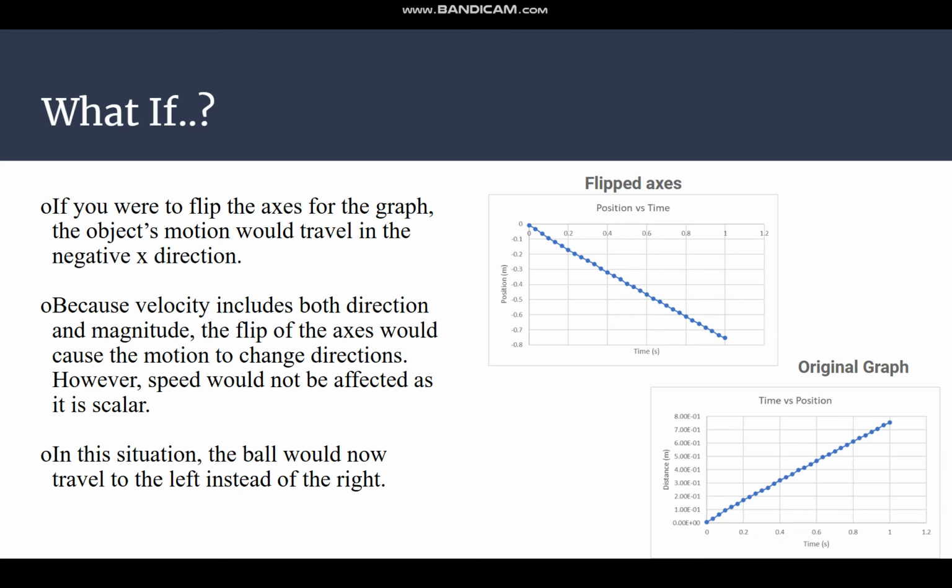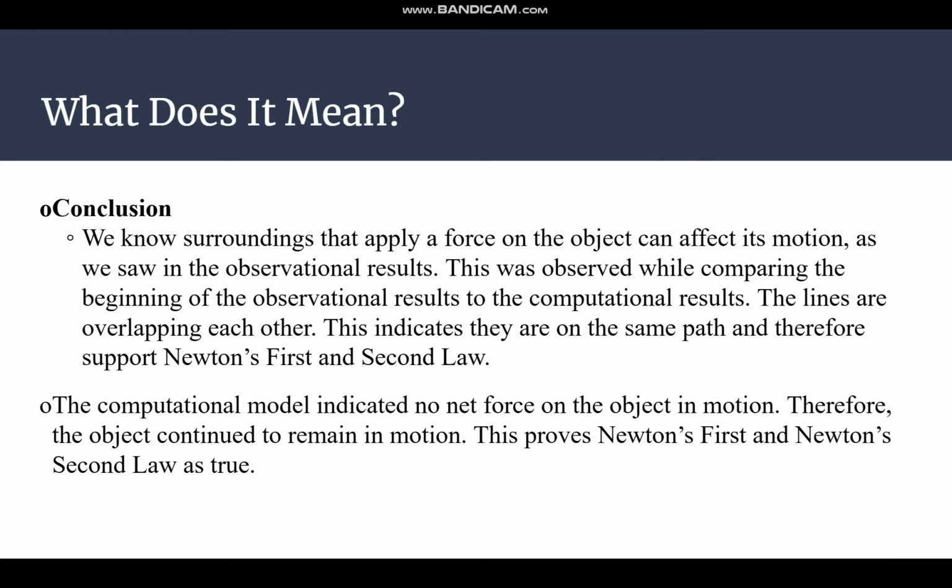What if you were to flip the axis for the graph? The object's motion would travel in the negative x direction. Because velocity includes both direction and magnitude, flipping the axis would cause the motion to change directions. However, speed would not be affected as it is a scalar. In this situation, the ball would now travel to the left instead of the right.